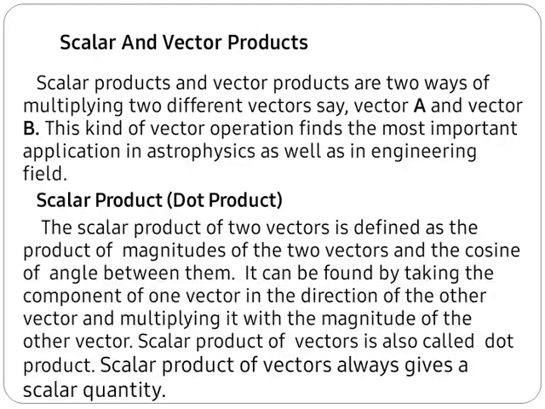Scalar products and vector products are two ways of multiplying two different vectors which are lying in a plane with a common origin. For example, we can multiply vector A by vector B by using these two methods. This kind of vector operation finds the most important application in astrophysics as well as in the engineering field.